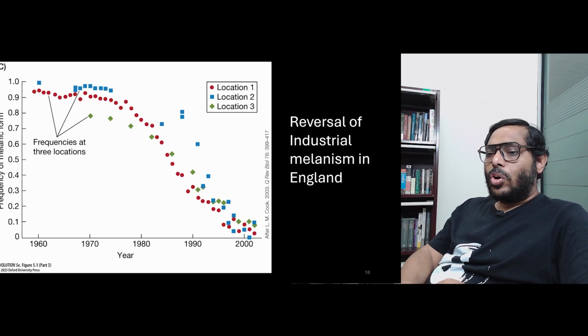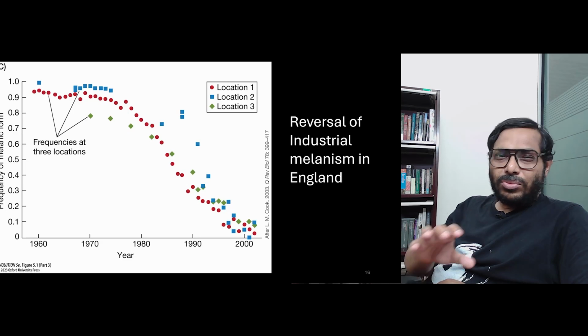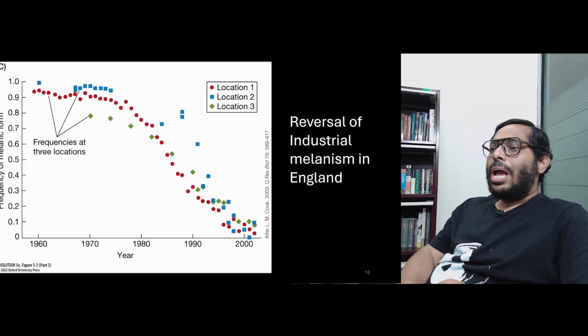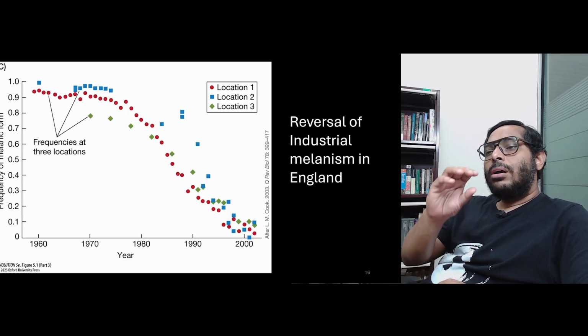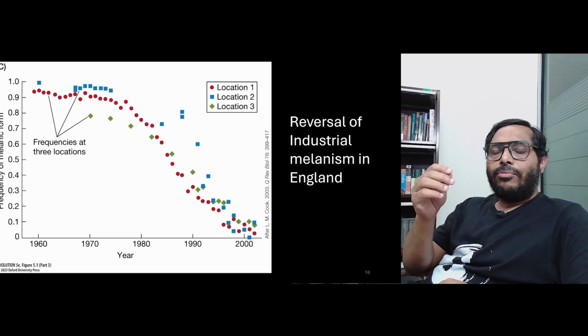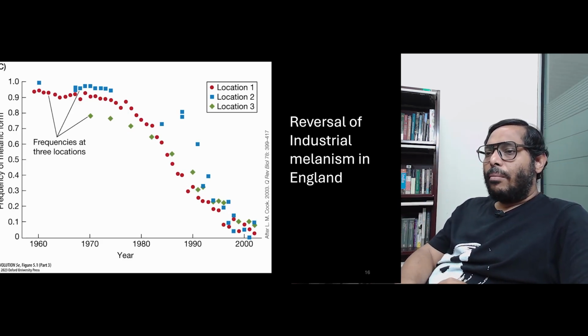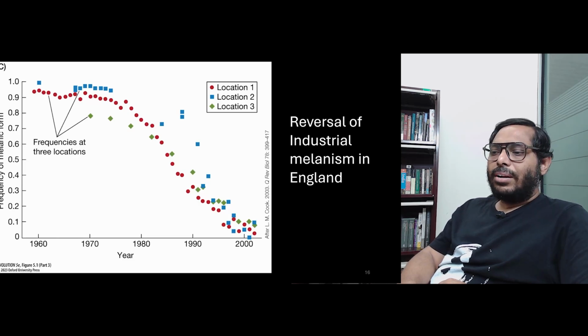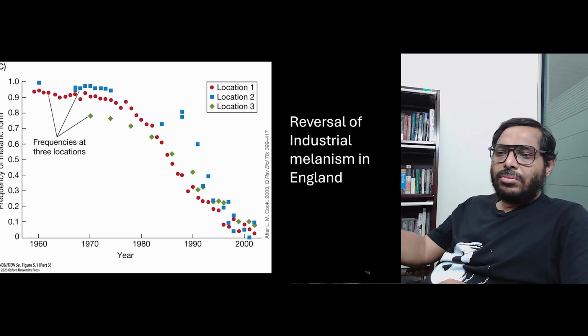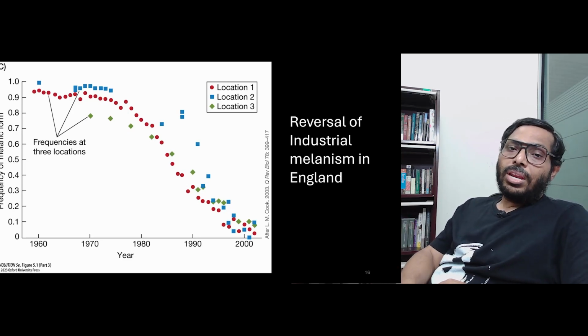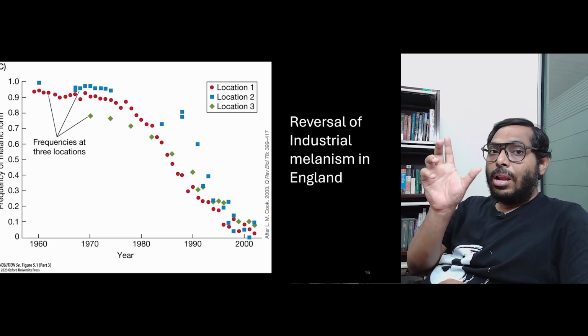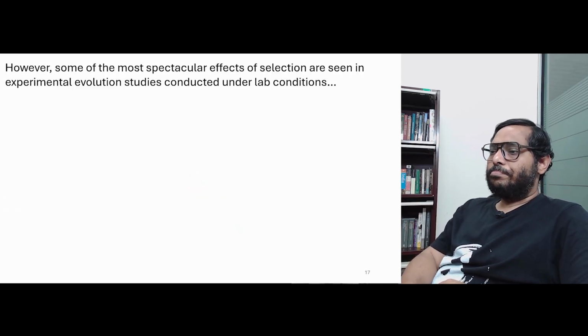On the x axis you have 1960 all the way up to 2000. The 1960s is when those pollution control laws were introduced, and these blue, red and green symbols show the relative frequencies of the melanic form, the black form, at 3 different locations in England. And as you can see, within about 10-15 years the frequencies had started falling, and by the time you hit 2000, which is about 30-35 years later, these frequencies have gone very close to 0. In other words, things are almost back to normal. The light form has again become the more common form.